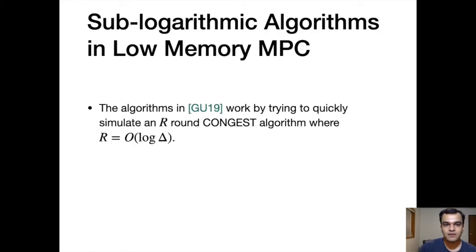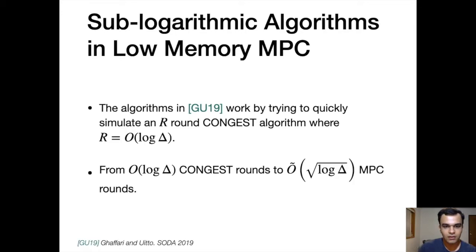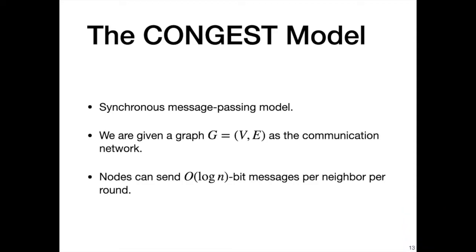Sub-logarithmic algorithms in the low-memory MPC model, like the ones in Ghaffari and Uitto, work by trying to quickly simulate an R-round CONGEST algorithm where R is log or O of log delta. From O of log delta CONGEST rounds, we get to O of square root log delta MPC rounds through this quick simulation. Let me define the CONGEST model first.